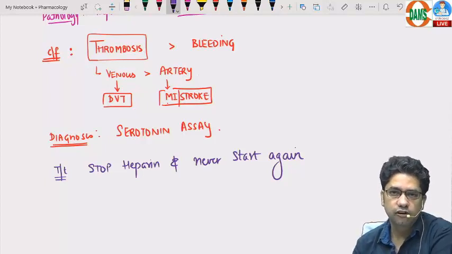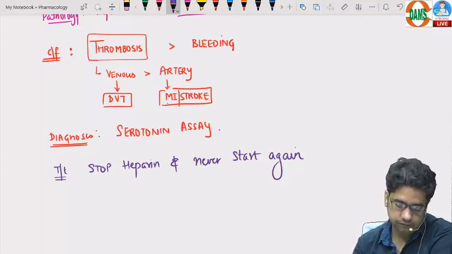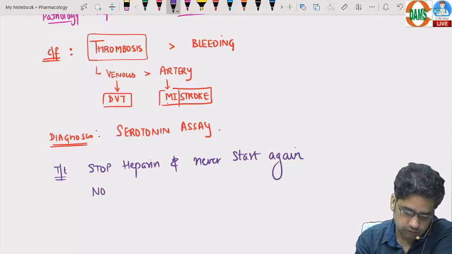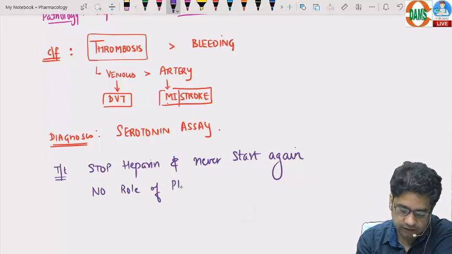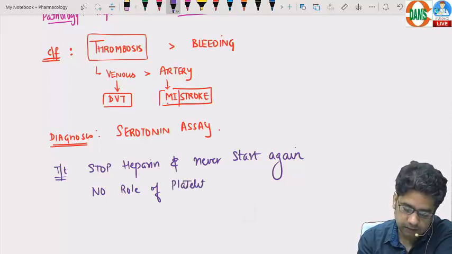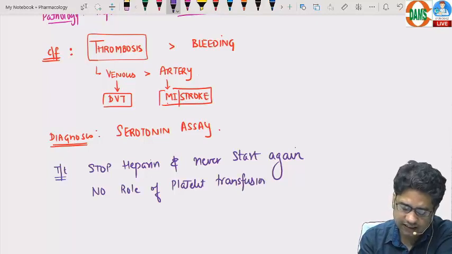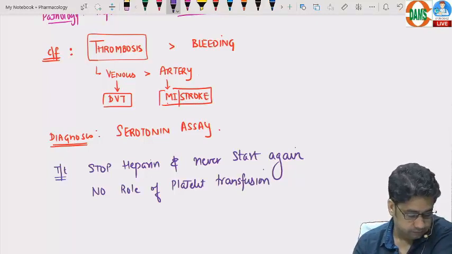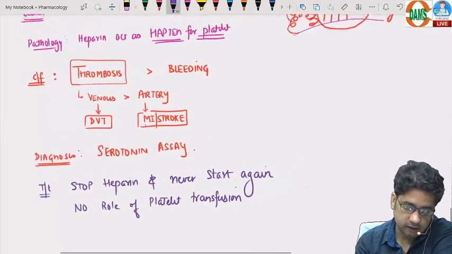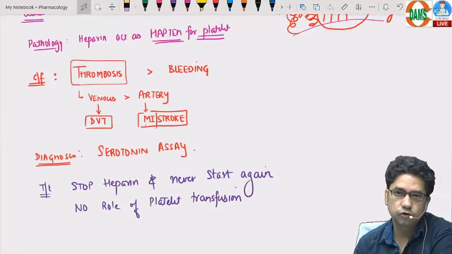Is there any role of platelet transfusion? No role of platelet transfusion. Can you tell me why? Because sir, antibodies are already formed against platelets, so there is no benefit. What is formed against platelets? Antibodies are formed, so it is of no use.